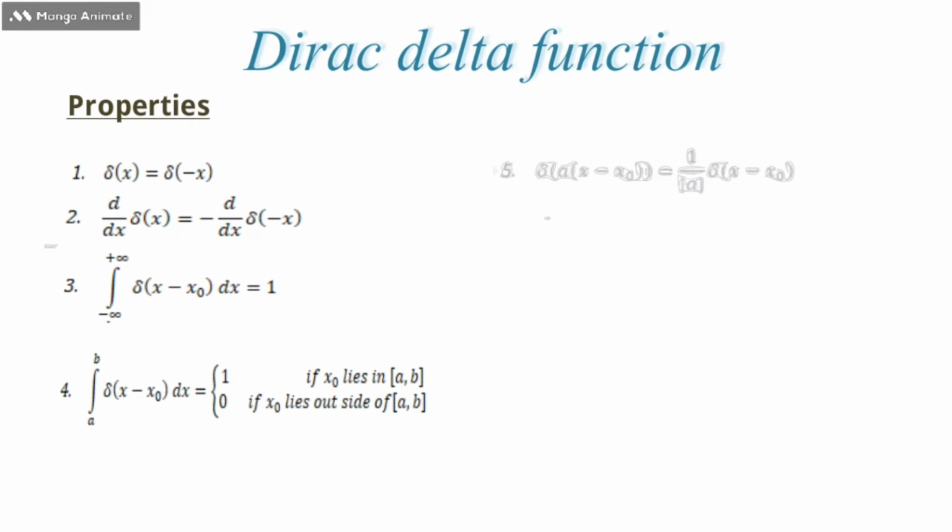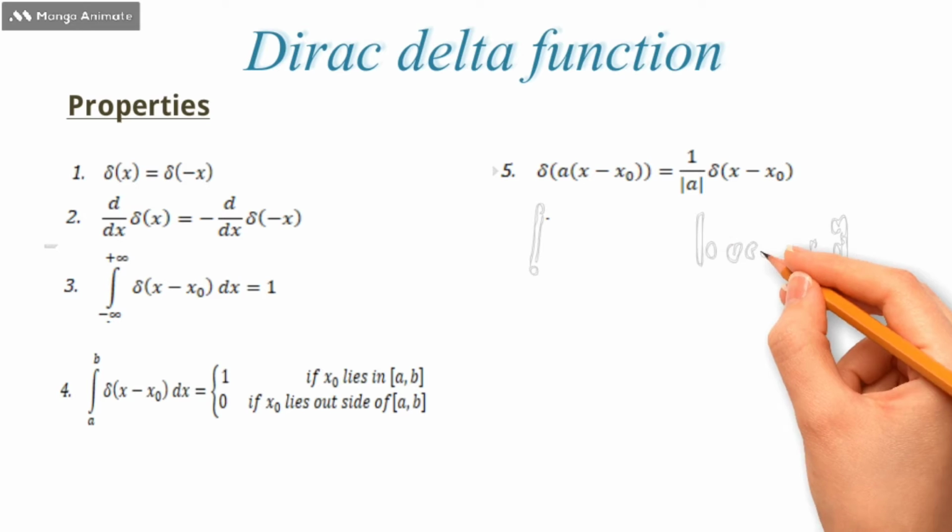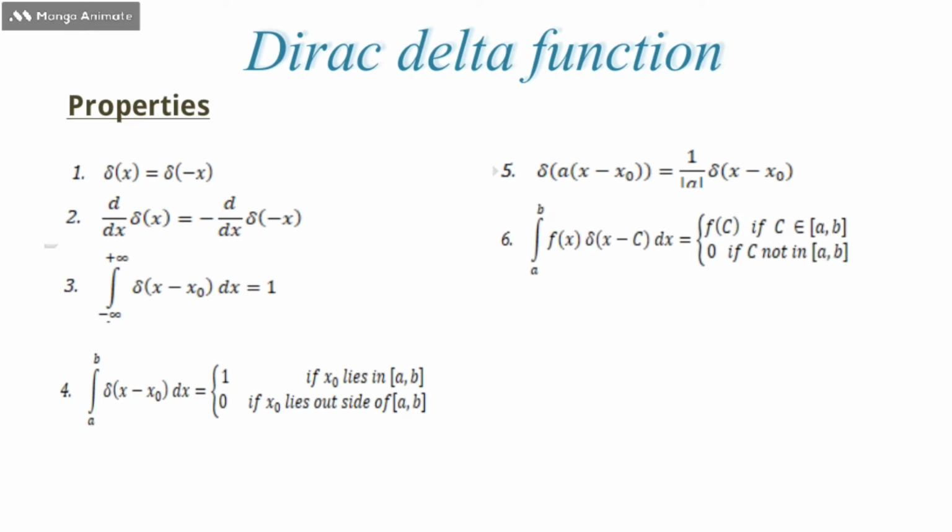Delta of a multiplied by x minus x naught is equal to 1 by mod a, delta of x minus x naught. Integral a to b f of x delta of x minus c dx is equal to f of c, if c lies in between a and b, otherwise it is 0.